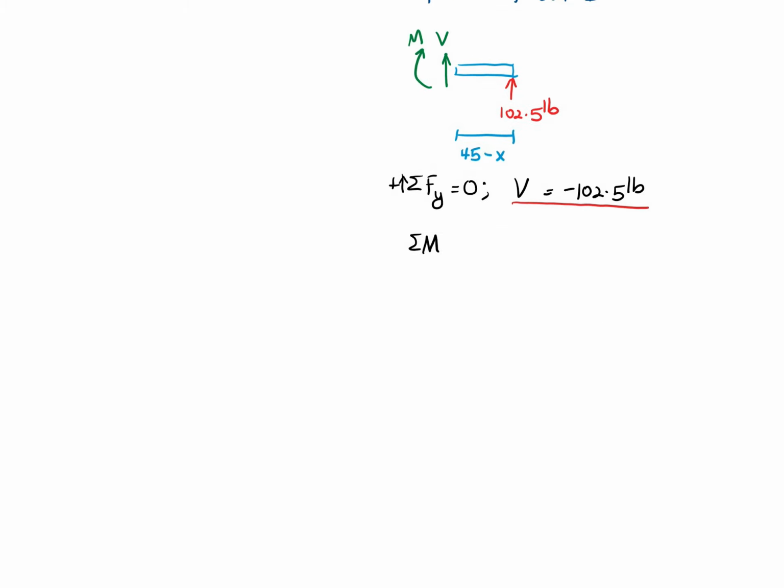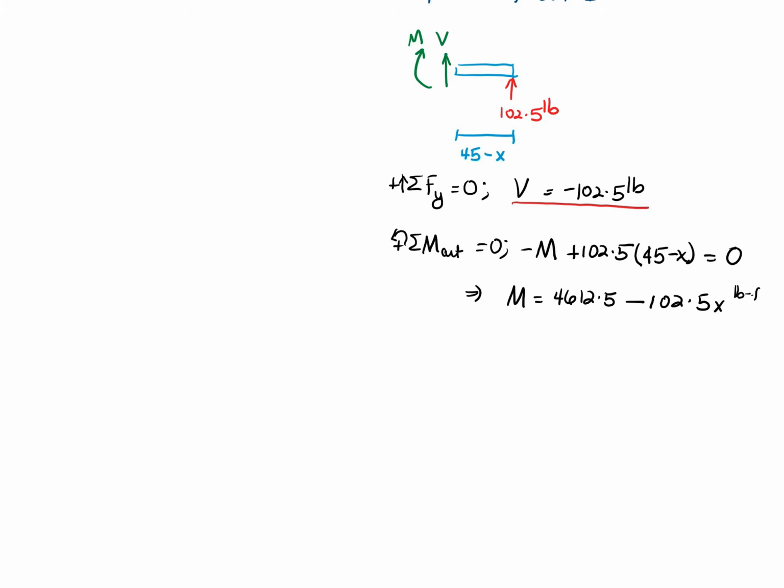Now, summing moment about a point is what we're going to be looking at. So we could say sum of moment about the cut, and that gives me negative M plus 102.5 times (45 minus x), and that's equal to 0. So then we have our moment equation being equal to 4612.5 minus 102.5x. That's in pound-feet.